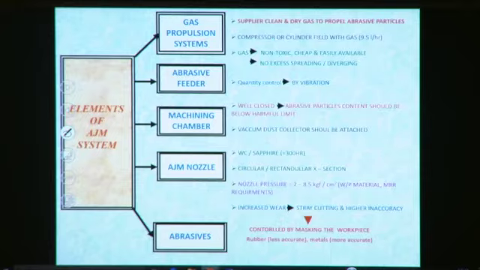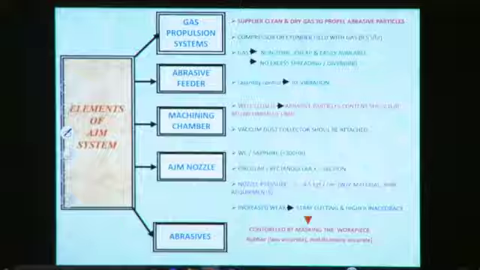So no excess spreading or diverging. We have to consider a gas which does not have a diverging property, so this gas should not spread very much. Otherwise, inaccurate cutting will be there, taper cutting will be there. So to reduce the taper cutting, we have to choose a gas which has less spreading or diverging property.